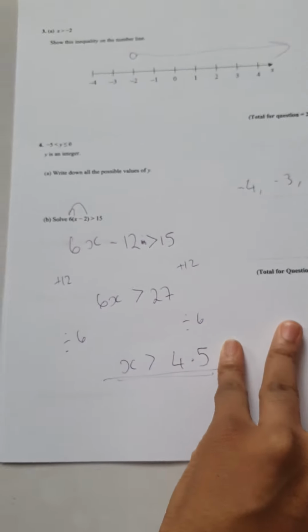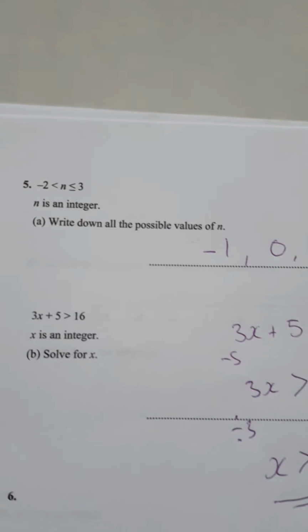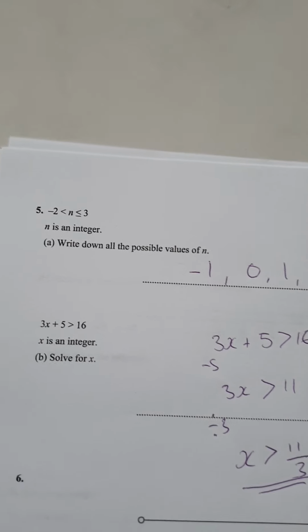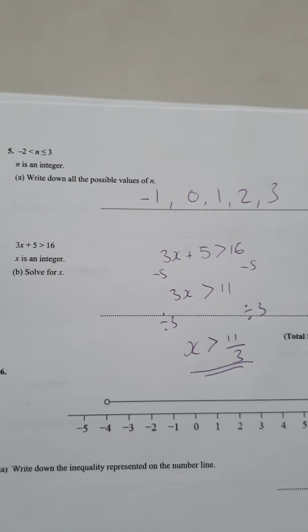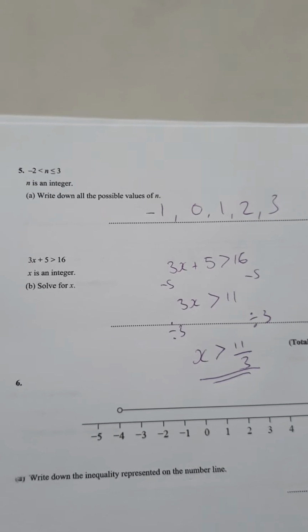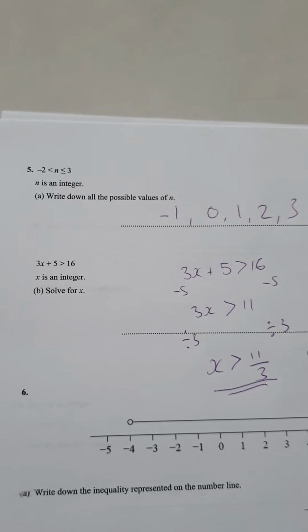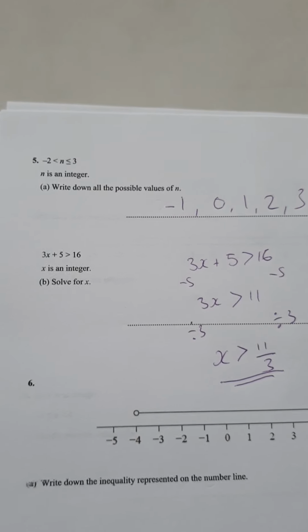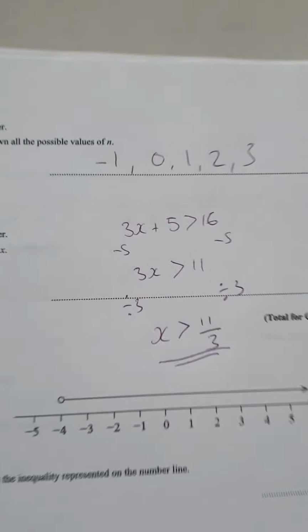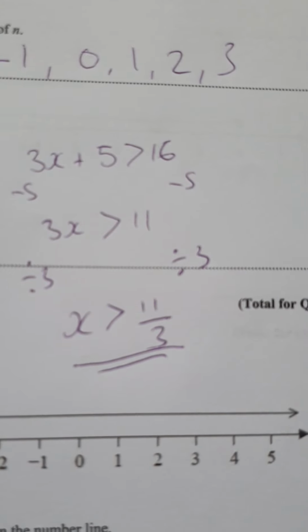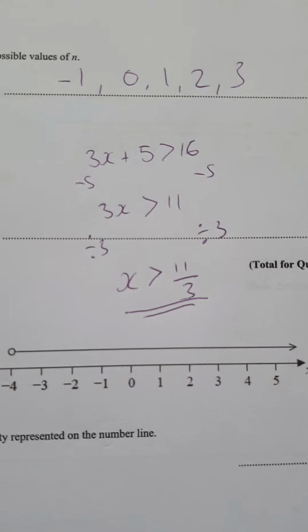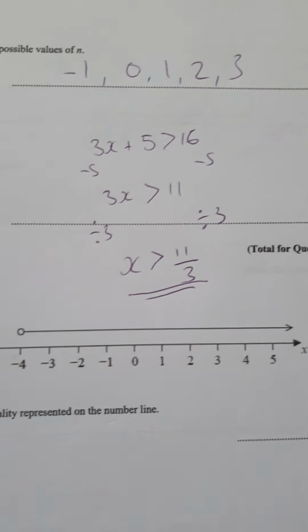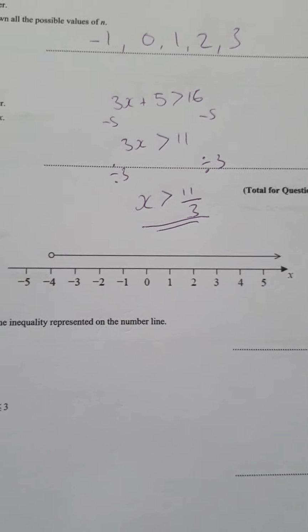I'm going to go through some of the rest of these a bit quicker. So for the next two questions, I've just given you the answers because they're a lot like what we've done before. That's the answers for question 5. It should be -1, 0, 1, 2, and 3. Remember to include 3 because it says less than or equal to, but not include the -2. I've solved this equation. I've left it as a fraction. You could also put that into the calculator, but it's a long recurring number, so I thought it would be best to leave it as a fraction.